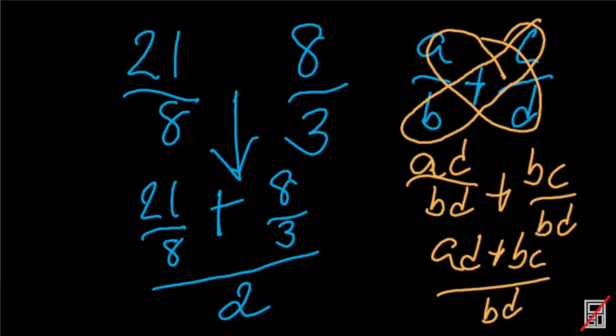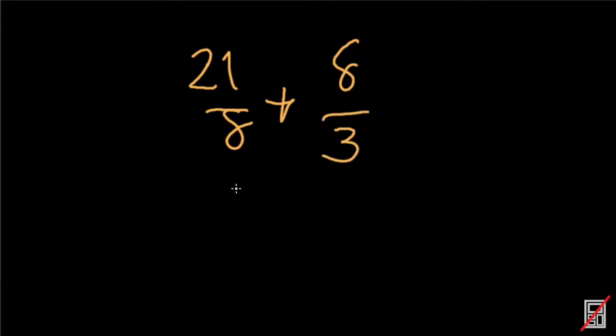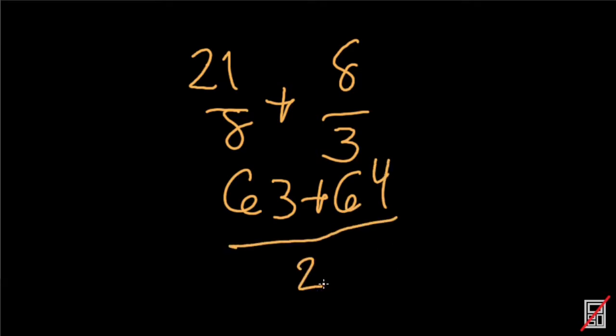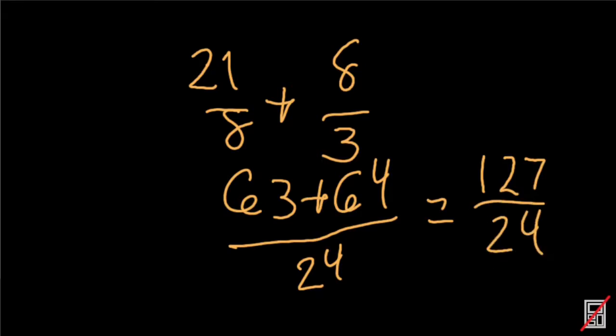So, for our example, 21/8 plus 8/3, we would get 21 times 3 is 63, plus 8 times 8 is 64, over the product, 24, and this is 127 over 24. Now, since we're taking an average, we have to divide this by 2, which means our guess is going to end up being 127 divided by 48. And we're down to one long division.